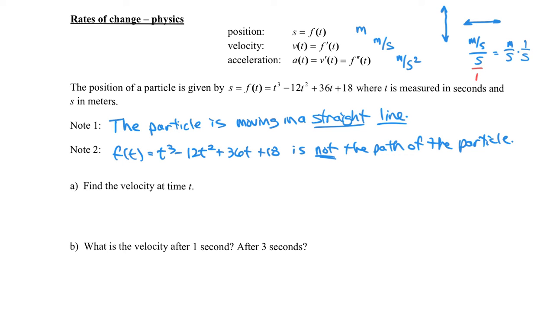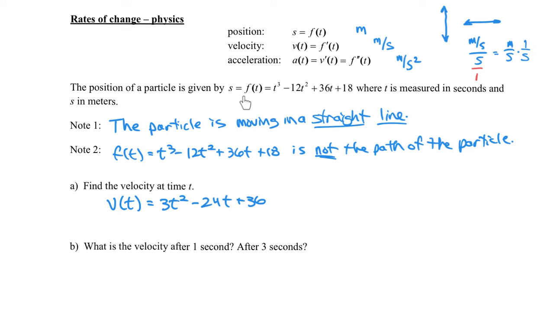So they want us to find the velocity at time t. Well, we've got the position function, so the velocity is just straightforward. We just take the derivative of the position function. That'll give us our velocity function. So the velocity at time t would be v of t, and we just use the power rule here, so we'll get 3t squared minus 24t plus 36. And now this will give us the velocity of this particle at any time t. And the velocity will be in meters per second because t is measured in seconds, s is measured in meters.